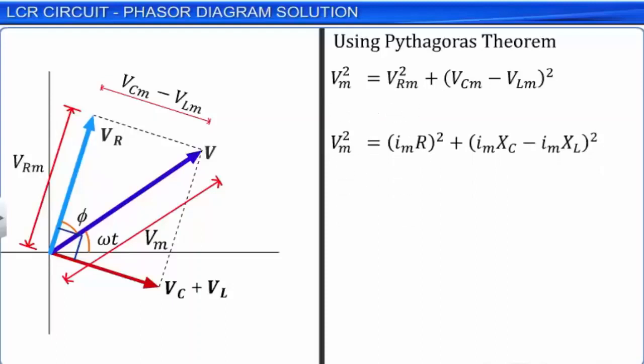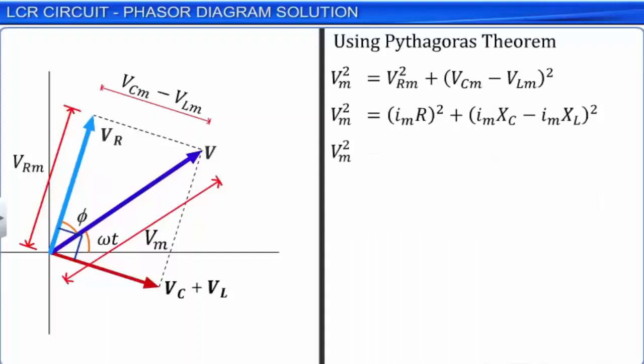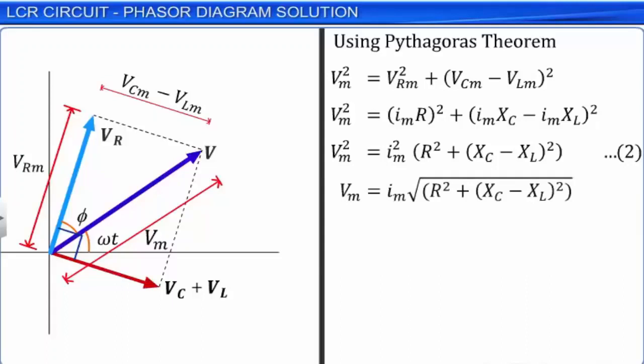Vm square is equal to Im square into R square plus XC minus XL square. Let this be equation 2. Or we have Vm equal to Im into under root R square plus XC minus XL square. Now, we have Im equal to Vm by under root R square plus XC minus XL square, which is equal to Vm by Z. Let this be equation 3.